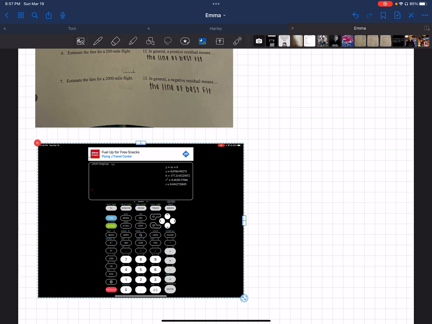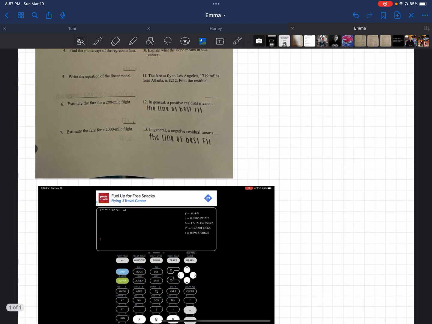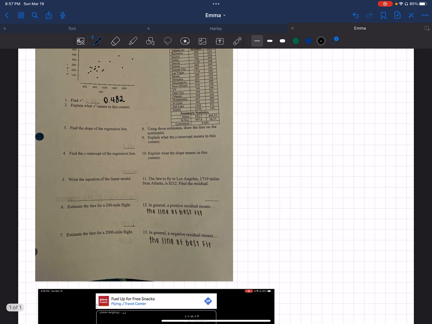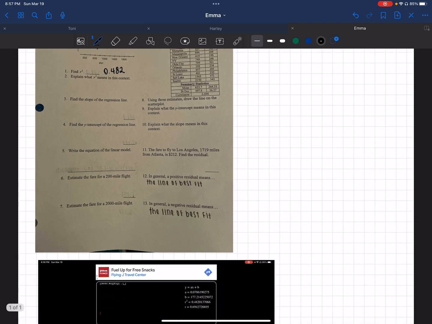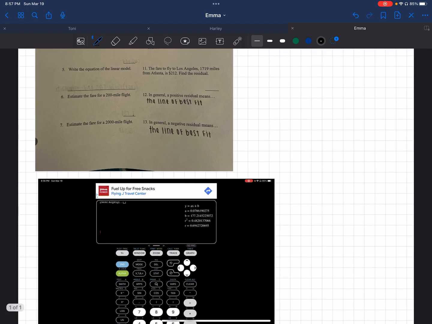And I'm going to set this over here. Well, so my old eyes can see it. I better come down here and blow this up. I'm kind of old, Emma. Okay, there we go. So I'm getting r squared to be what you got, 0.482. Okay, and we'll explain what r squared means in just a minute in this context.